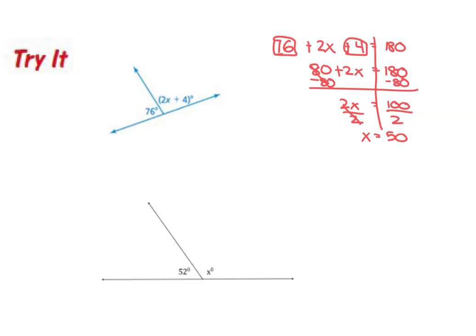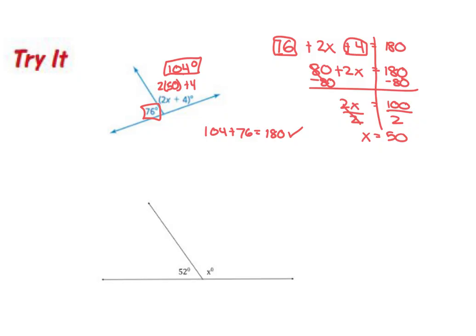We already knew that. The right side is going to be 2 times 50 plus 4. 2 times 50 is 100. So that's 104 degrees. And we already knew that that side was 76. 104 plus 76 is 180.